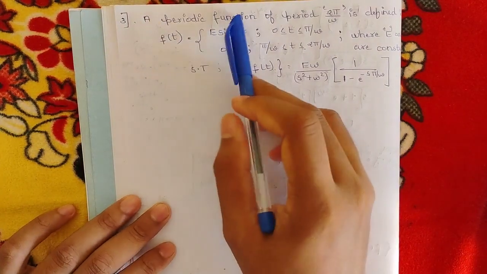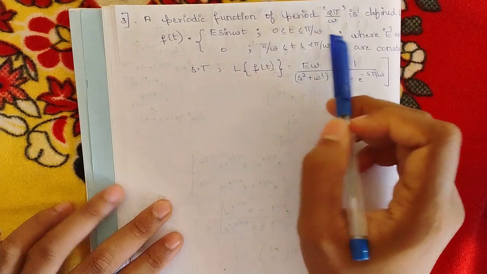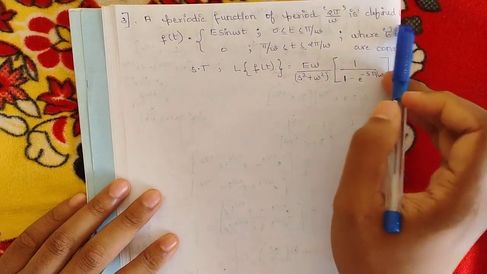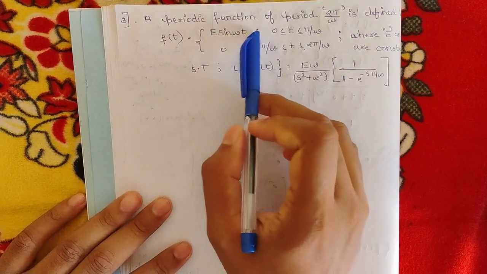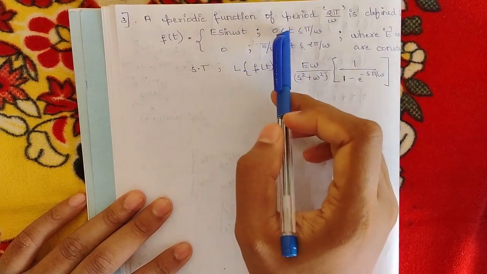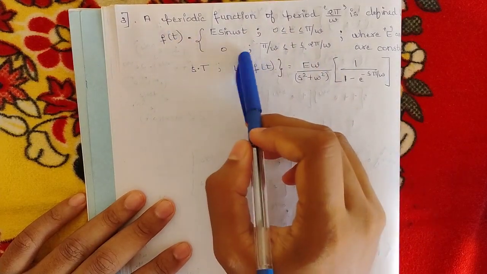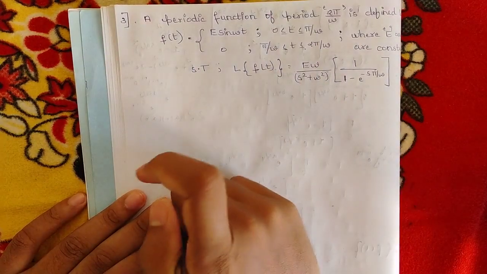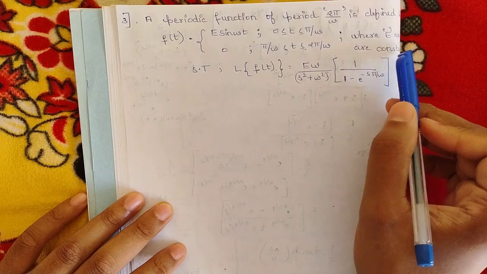A periodic function of period 2 pi by omega is defined by f of t is equal to E sine omega t, where the limits of t are from 0 to pi by omega, and f of t is 0 when the limits of t are from pi by omega to 2 pi by omega, where E and omega are constants in this case.